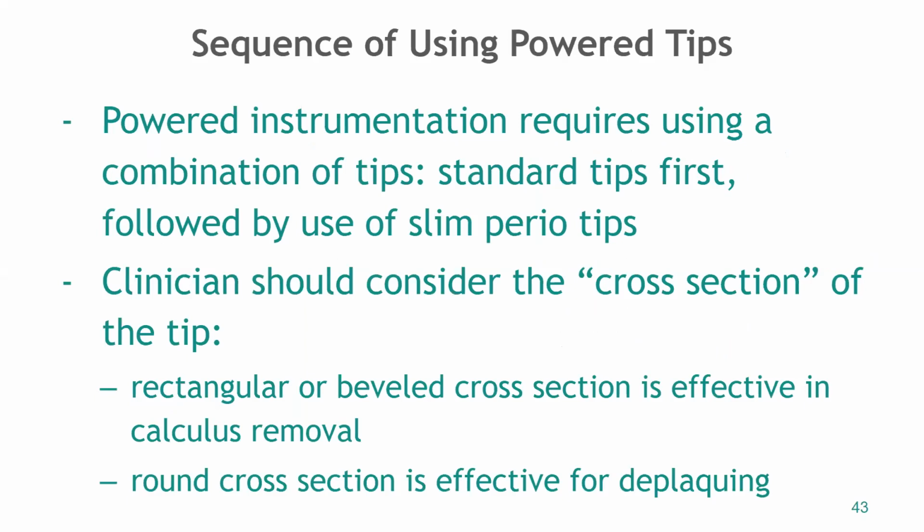So usually we're going to use more than one tip, because usually people are going to have more than one type of calculus throughout their mouth, okay? So we're going to use our standard tips first, followed by our slim perio tips. Clinicians should consider the cross-section of the tip. Rectangular or beveled cross-sections are effective in calculus removal. Round cross-section is effective for deplaquing.